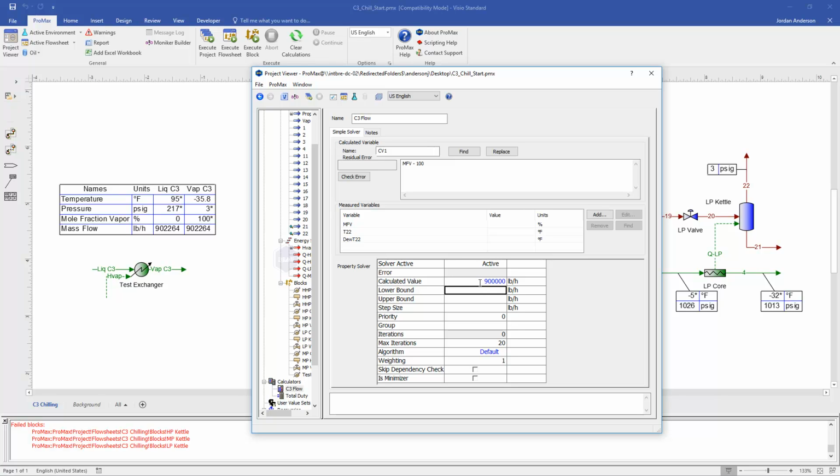900,000 for my initial guess. Okay, and I'll go ahead and execute now. I'll let that run here for a second. You'll see that it does converge. It comes to a solution. I'm 100% vapor at this point.